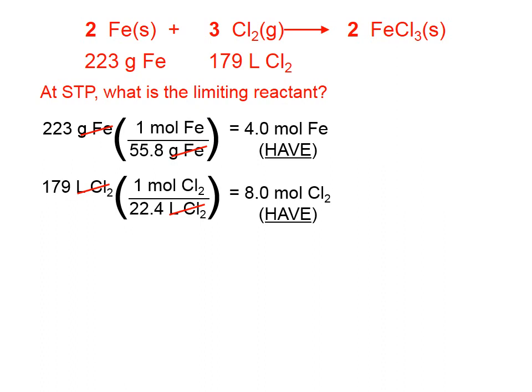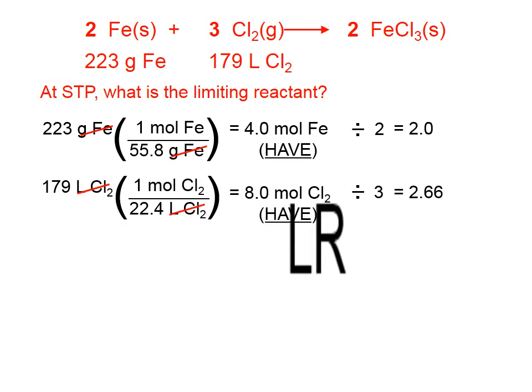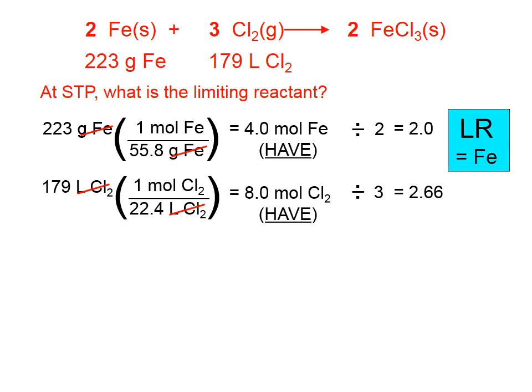The next step says take each of those numbers of moles and divide by the respective coefficients for those substances that are from the balanced equation. At the top of the screen we see that the coefficient for iron is 2, the coefficient for chlorine is 3. I'm going to calculate those numbers. Obviously 4 divided by 2 is 2, 8 divided by 3 is 2.66. The smaller of those two tells me which reactant is limiting.